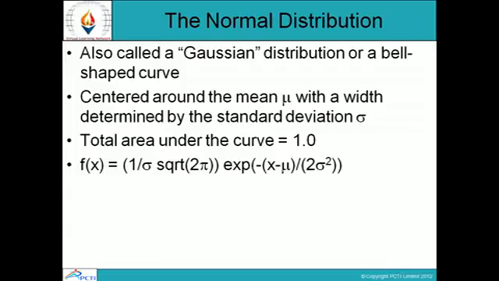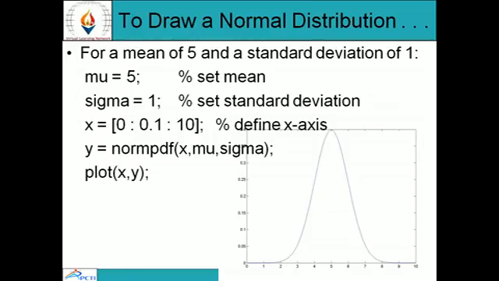times exponential of minus (x minus mu) squared upon 2 sigma squared, and the curve is drawn symmetrically, like for a mean of 5 and a standard deviation of 1.